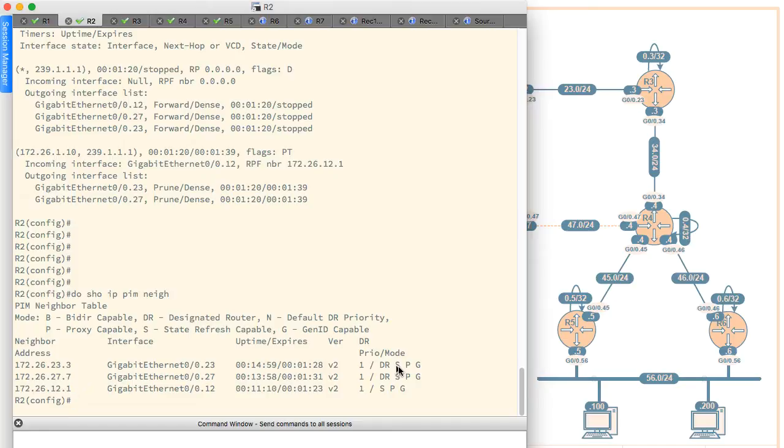It also tells me, so remember in the hello option, there should have been that state refresh option that was selected. So it tells me that in 172.26.23.3's hello messages, I do see the state refresh option enabled. So it is state refresh capable. Other than that, proxy capable, I'm actually forgetting what that is. I'm pretty sure it's not very important. And the generation ID to help across restarts. So we talked about the generation ID in the PIM Dense-Mode lecture.